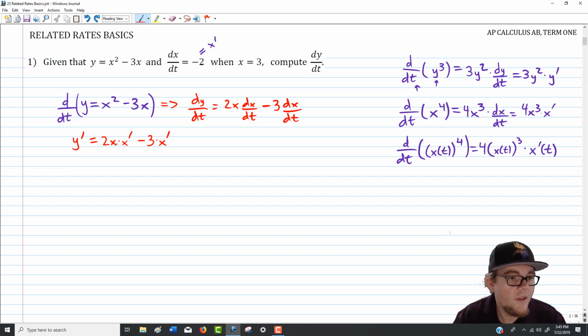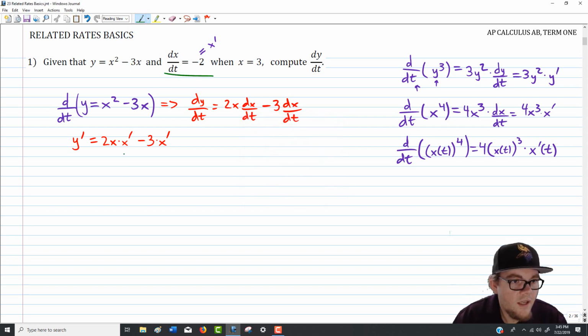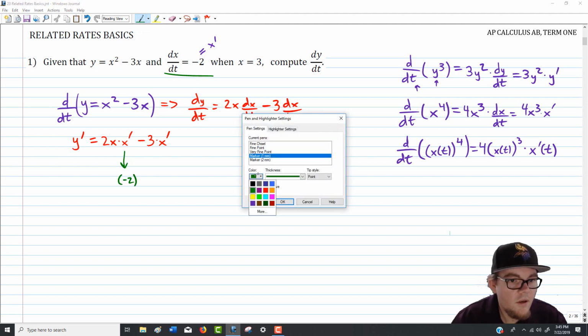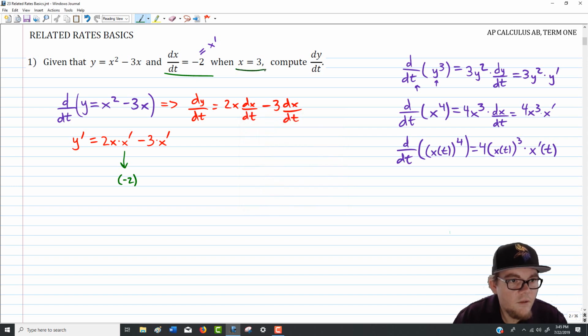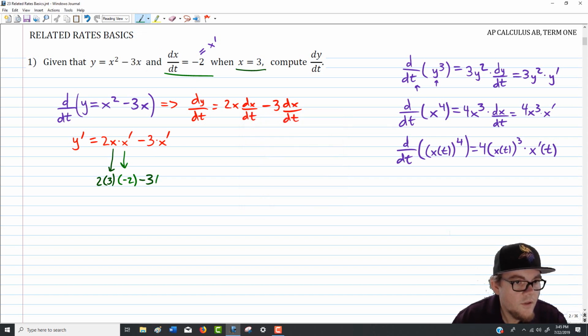So at this point, it's just a matter of translating and plugging in the right information. Looking up here, they tell us that dx dt is equal to -2. So I'll do it this way: dx dt equals -2. So that's going to be -2. Other pieces up here, they tell us that x equals 3. So this will be 2 times 3. So we're translating the x down into there. Minus 3 times x prime. Oh, there was one of those as well. I should have made that switch early on. So times -2. So that came right down to there.